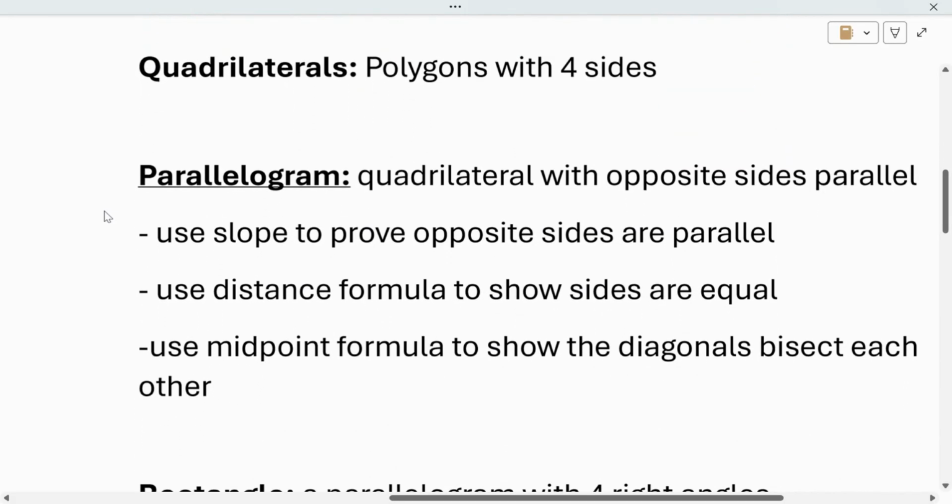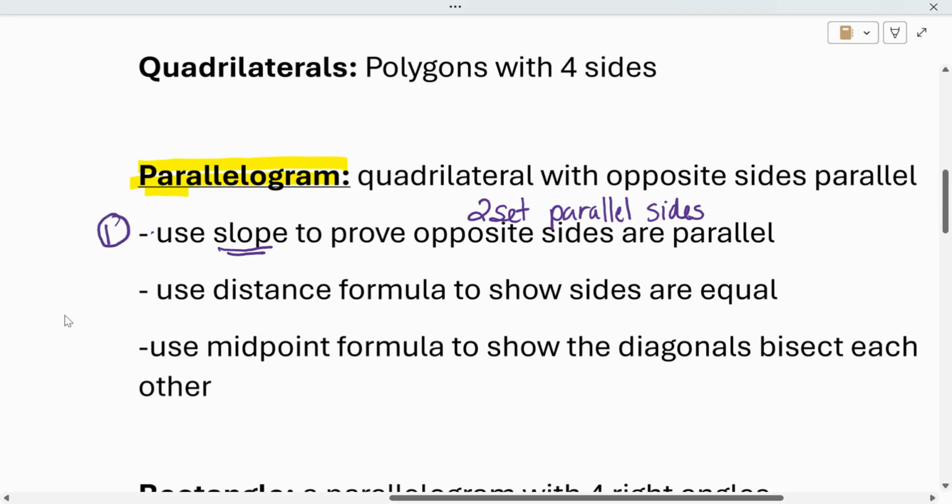So we know that if we have a parallelogram, we know something very specific. We know that opposite sides are parallel. So you have two sets of parallel sides. And you would use slope to do that. That is one method.